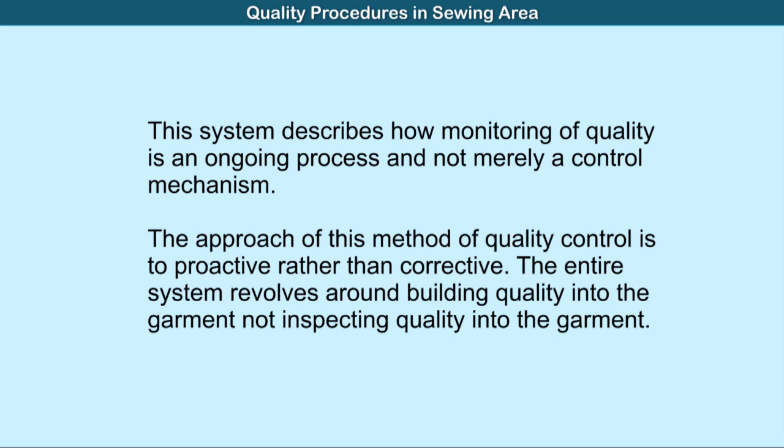Quality control in sewing. This system describes how monitoring of quality is an ongoing process and not merely a control mechanism. The approach of this method of quality control is proactive rather than corrective. The entire system revolves around building quality into the garment, not inspecting quality into the garment.